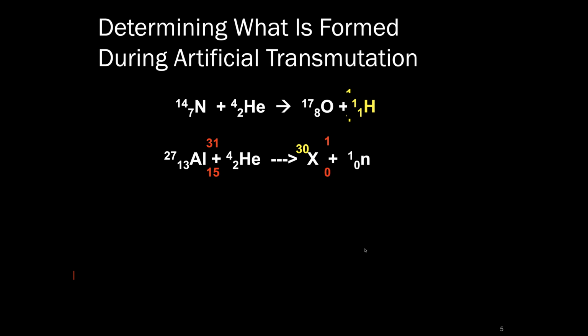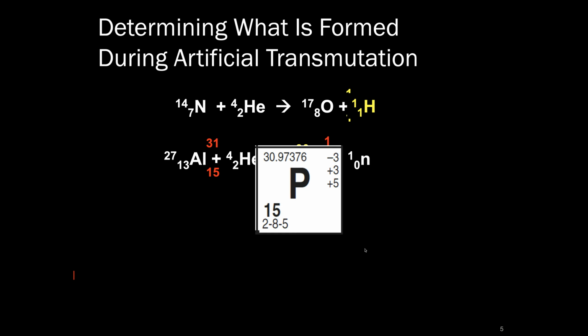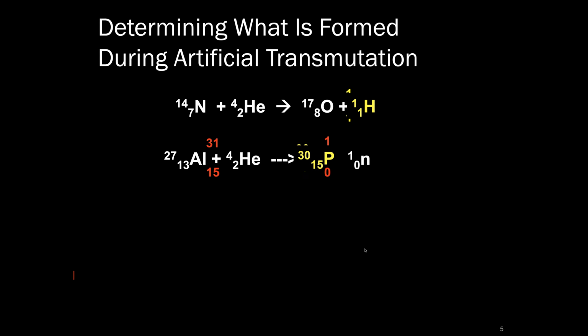We have 0 on the right side. What plus 0 is 15? Well, that's even more obvious. So, what is element 15? We look that up and we see that it's phosphorus, and therefore that is our mystery particle, 30 over 15 P.